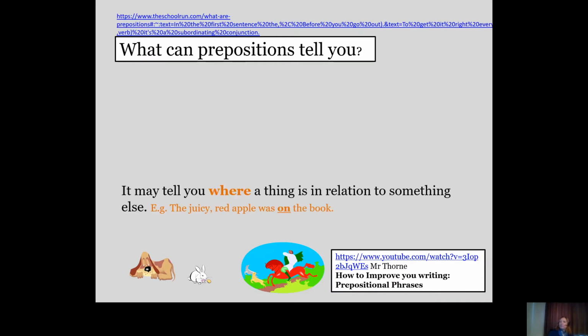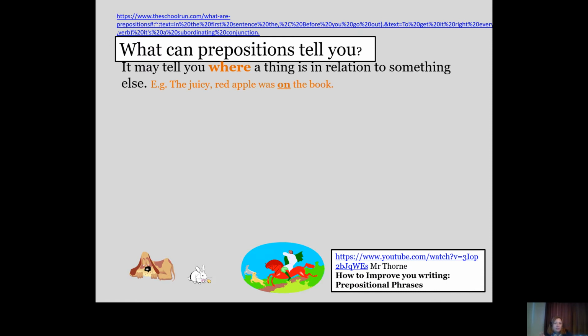So prepositions, as the word describes, tells us something about the position. It tells us about where a thing is in relation to something else. So for instance, here we've got the juicy red apple was on the book. Okay.